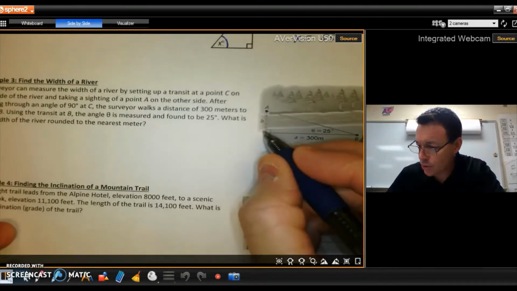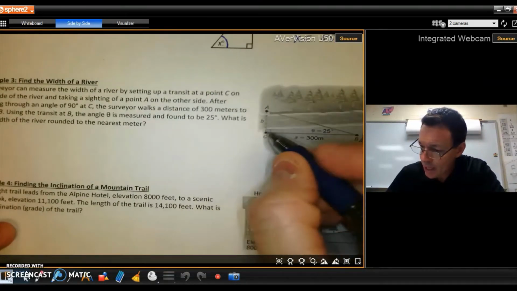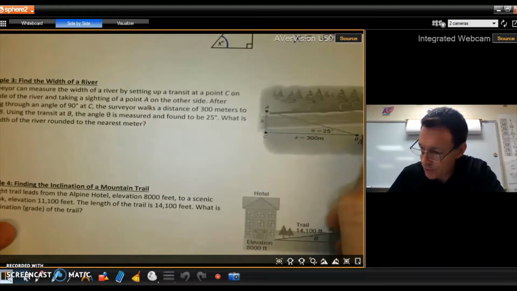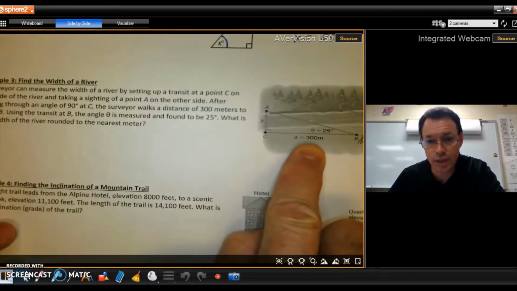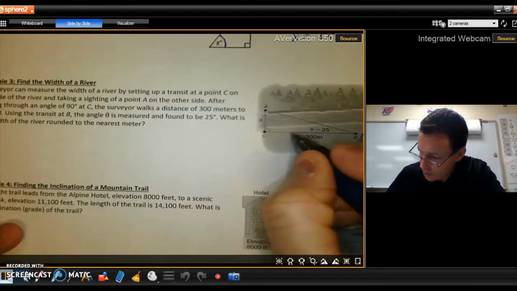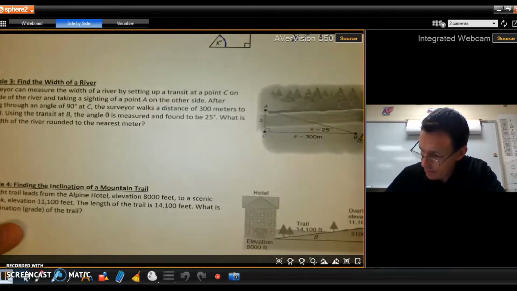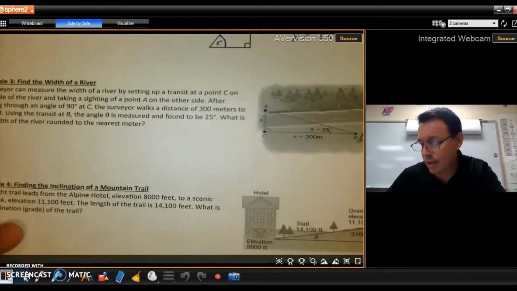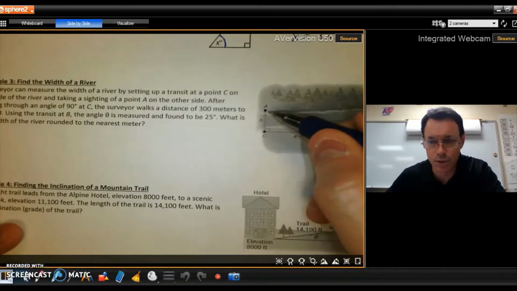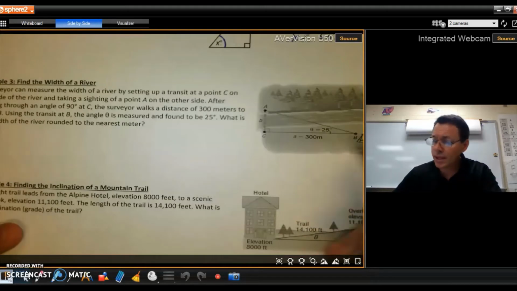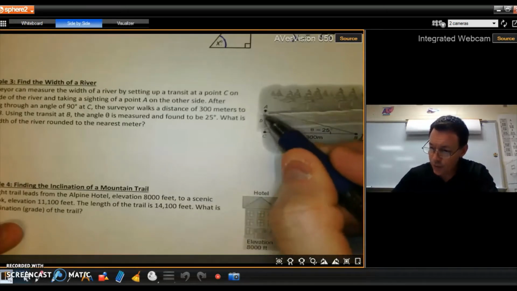So he sets up this little transit at point C, and then he turns at a right angle and measures off a certain distance. In this case, it's 300. And he looks at the transit, and then he turns and looks across to the other side of the river. So maybe there's a rock here or a tree or just the bank of the river. And he finds that it's a 25-degree angle. Well, he can use that to figure out the width of this river.